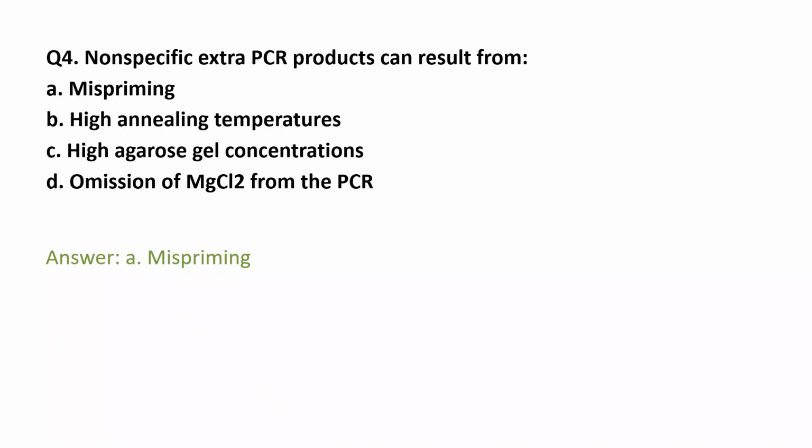What happens is the primer is binding to a non-target area of the DNA, because of its low specificity. So that happens in mispriming. You are getting incorrect binding sites and unwanted amplification. And what happens if you have high annealing temperatures?